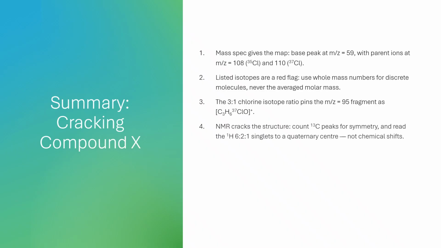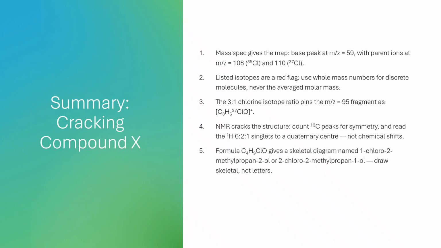NMR cracks the structure. Count 13C peaks for symmetry, and read the 1H 6:2:1 singlets to a quaternary center, not chemical shifts. Formula C4H9ClO gives a skeletal diagram, named 1-chloro-2-methylpropan-2-ol, or 2-chloro-2-methylpropan-1-ol. Draw skeletal, not letters. Beyond VCE, alpha cleavage loss of CH2Cl confirms the true compound X is 1-chloro-2-methylpropan-2-ol.